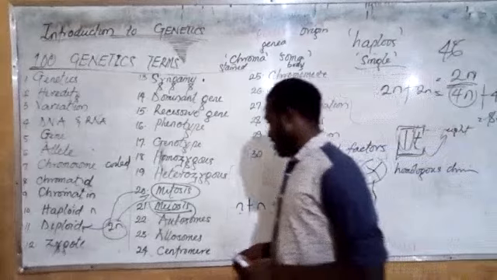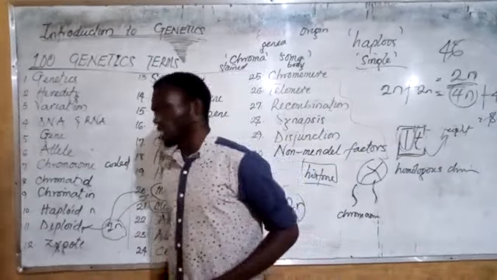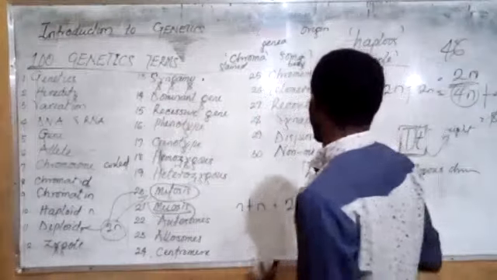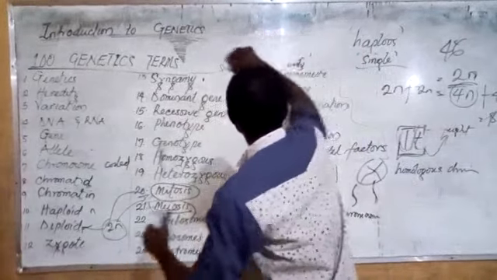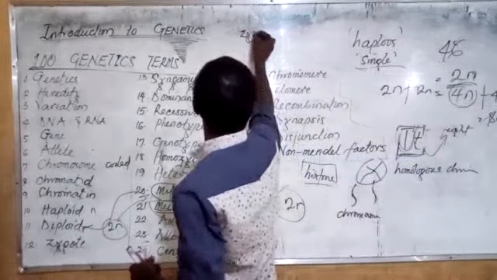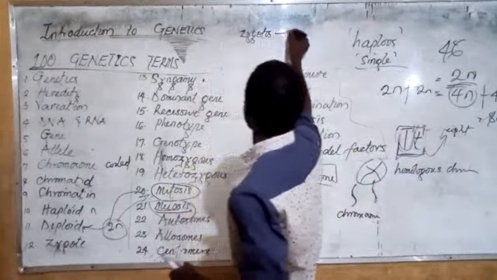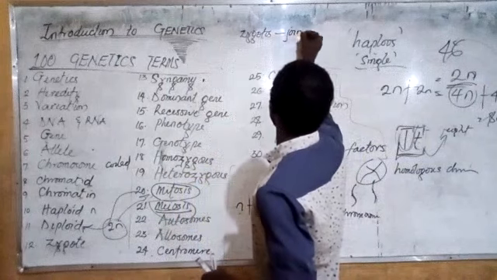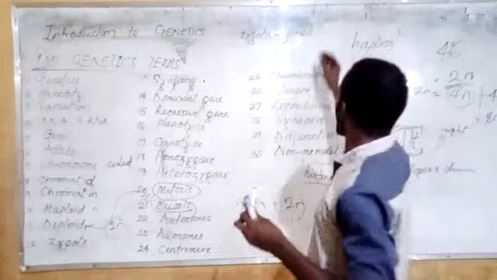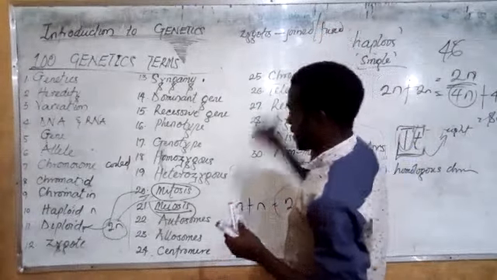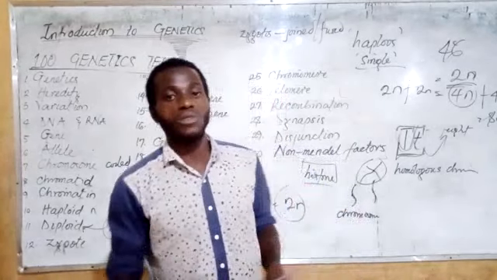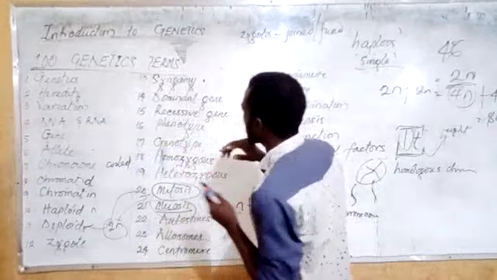Alright. Now the next is the zygote. Of course, I've talked about a zygote just now. The word zygote is gotten from the Greek word zygotos. Zygotos basically means joined, or agreed, or fused. Joined or fused. Now, a zygote is simply the organism that is formed from the fertilization or syngamy.